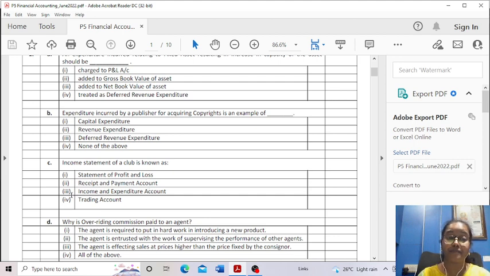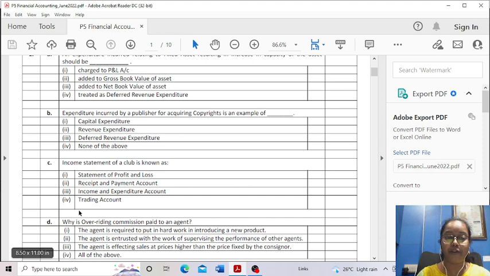Then option 3 is for income and expenditure account. Yes, again, option 3, what happens? The income and expenditure account is prepared under a non-trading organization. And point number 4, trading account. A trading account is not prepared under a non-trading organization. It will be prepared for profit organizations or trading organizations.